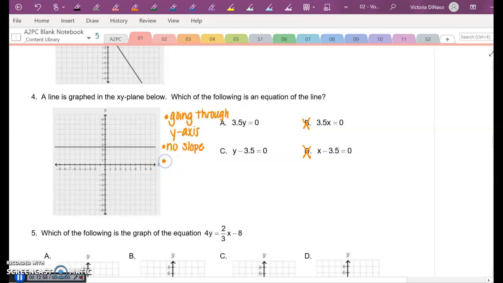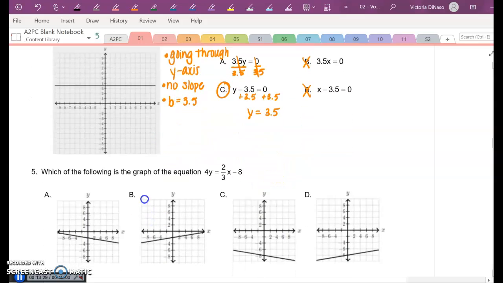And the other thing that I notice is it does have a y-intercept, right? So therefore, we do have a b equals 3.5. Well, let's see. If we were to divide each side by 3.5 right here, everything would cancel. Right here, though, if we were to add 3.5 to each side, we do get y equals 3.5. And we know that y, that's the y-intercept, just like b is my y-intercept, so therefore my answer is C.